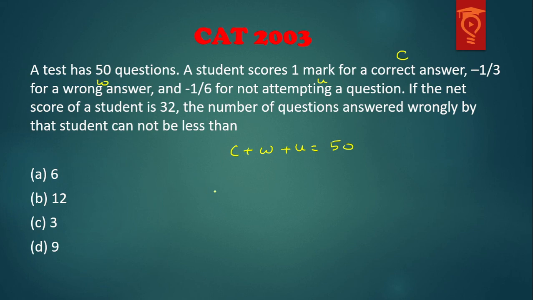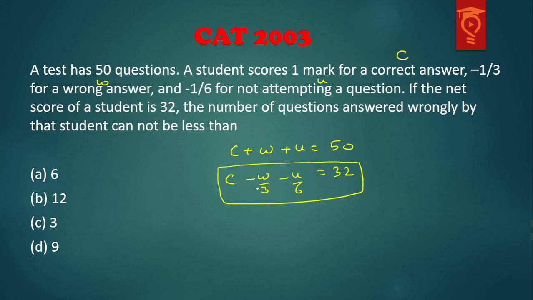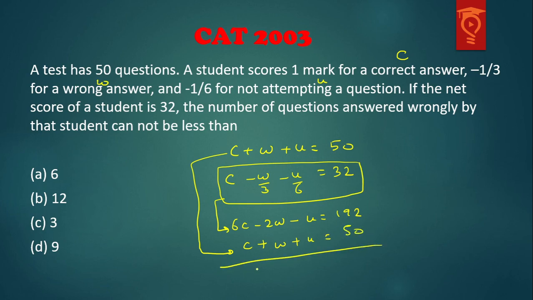Okay, now the second equation about the marks. He got 32 marks by getting C marks out of correct answers, minus W by 3 out of wrong answers, and minus U by 6 out of unattempted questions. So rephrasing the second equation into 6C minus 2W minus U is equal to 192, and rewriting the first equation again, C plus W plus U is equal to 50. Adding the two equations, I would get 7C minus W is equal to 242. Okay, in turn I get C equal to 242 plus W by 7.